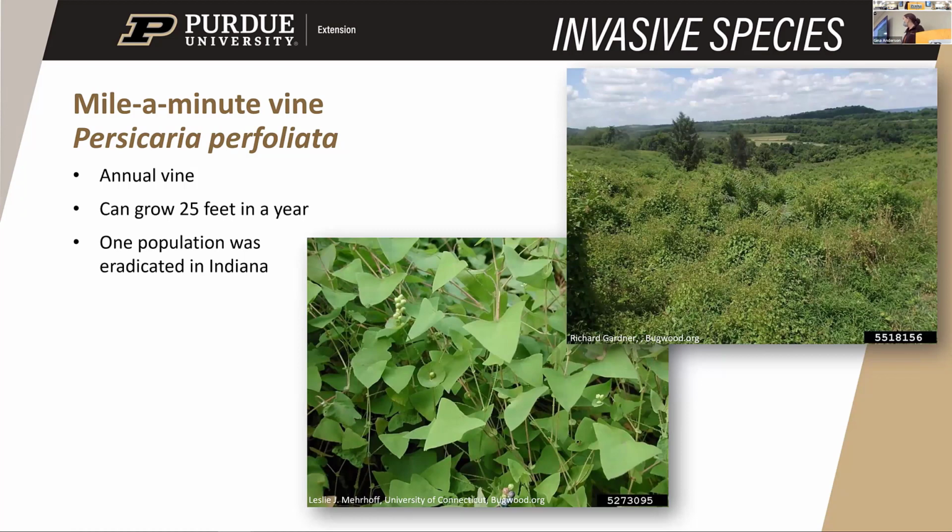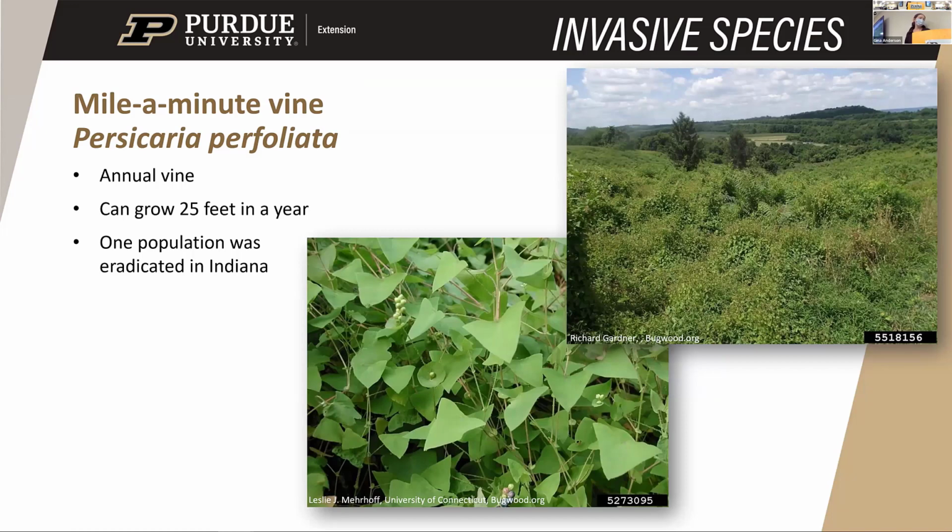Our next one is mile a minute vine. So it's an annual vine and it is native to East Asia and was accidentally introduced to North America. So unlike some of the other shrubs that were purposely brought over, this one was an accident. And it can grow as much as 6 inches a day and reaches heights of more than 25 feet in a season. That's why it's mile a minute.